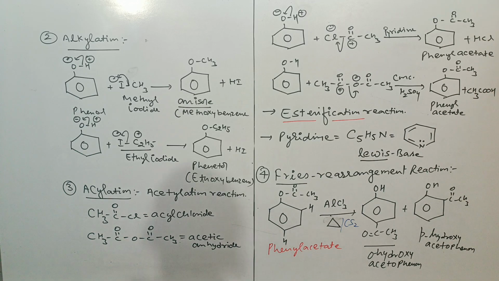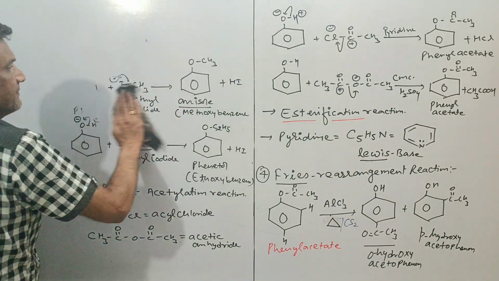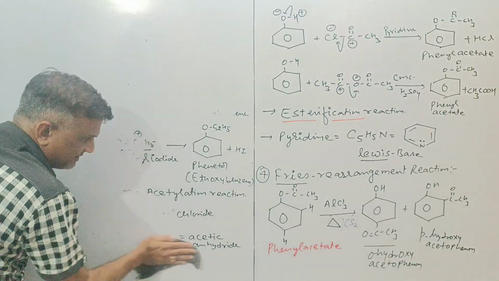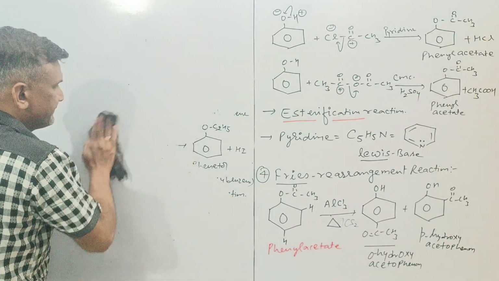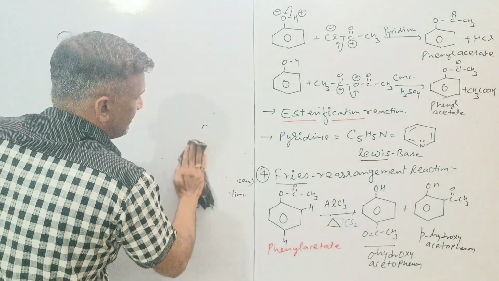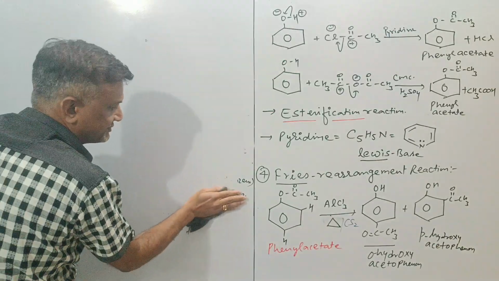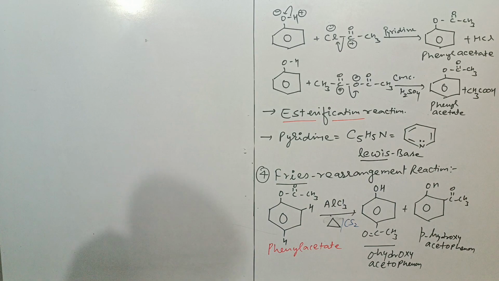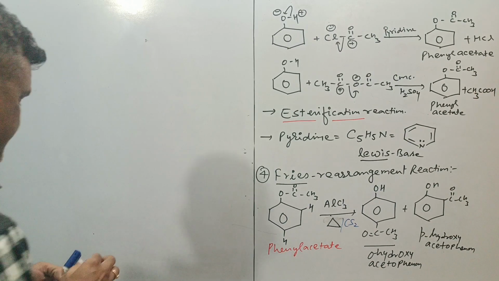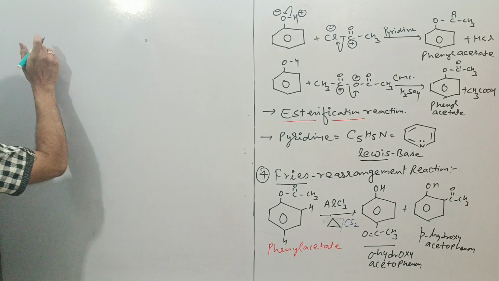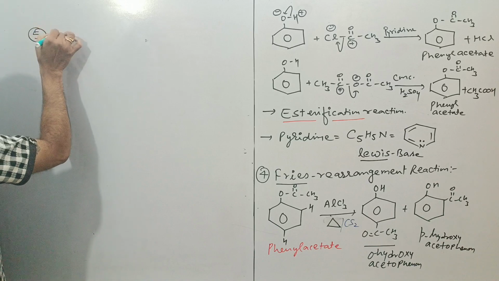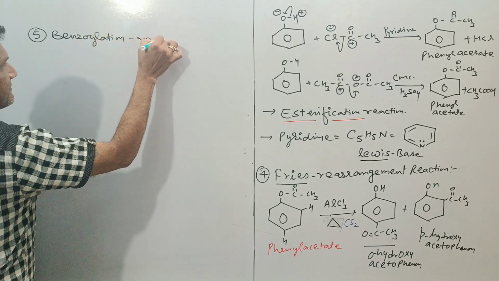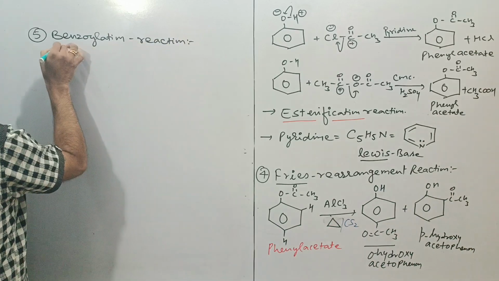Now it's time to discuss the fifth reaction, which is too important, similar to acylation. The name of that reaction is benzoylation. This is the benzoylation reaction, the fifth reaction. You can say it is the substitution of a benzoyl group.